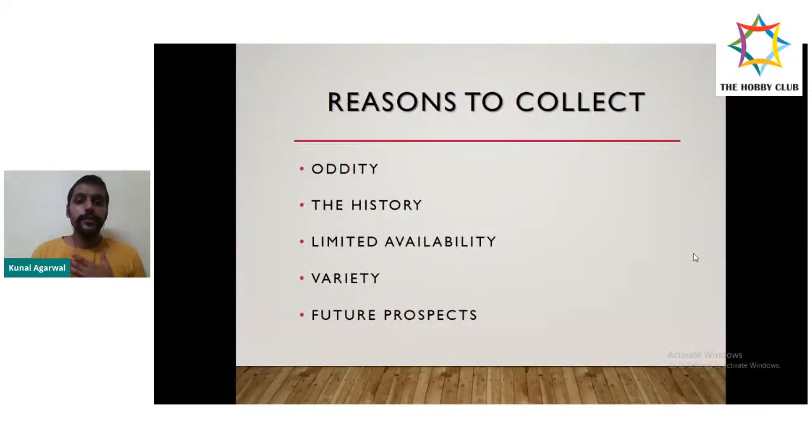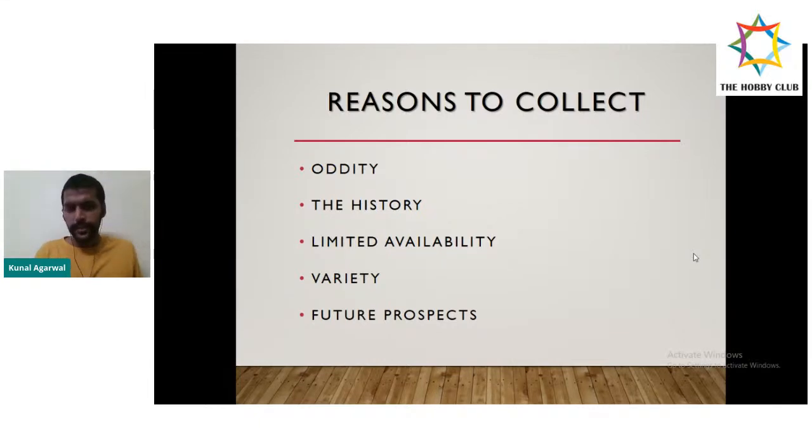So my particular reason to collect these things is the oddity. As we saw, these are odd material Notgelds, like a candle. A candle is made out of wax, not notes. You don't make notes out of wax. Leather is used for shoes, for your jackets. You don't make money out of it. So this kind of oddity is what attracts me more to collect this.